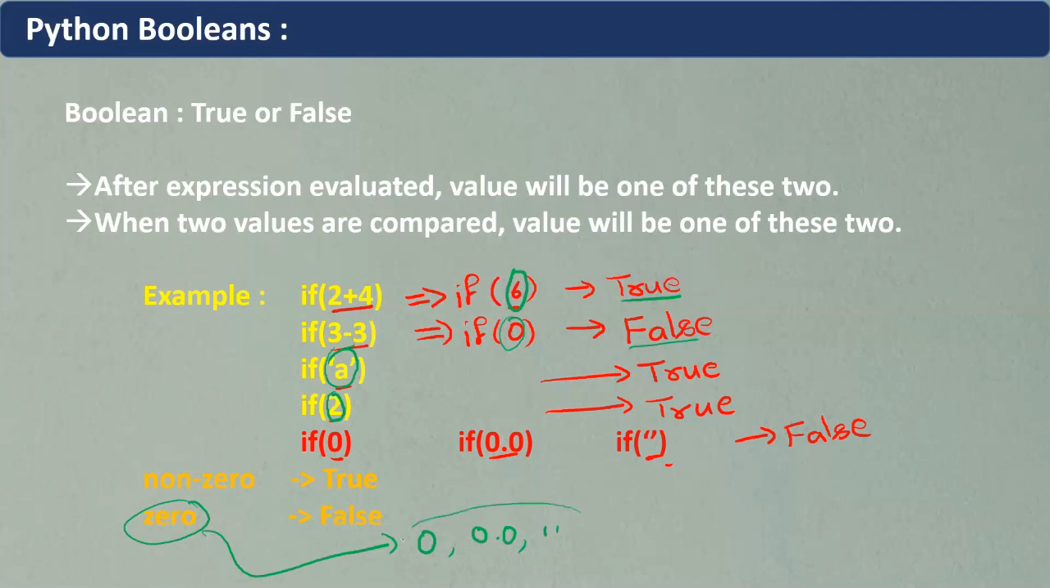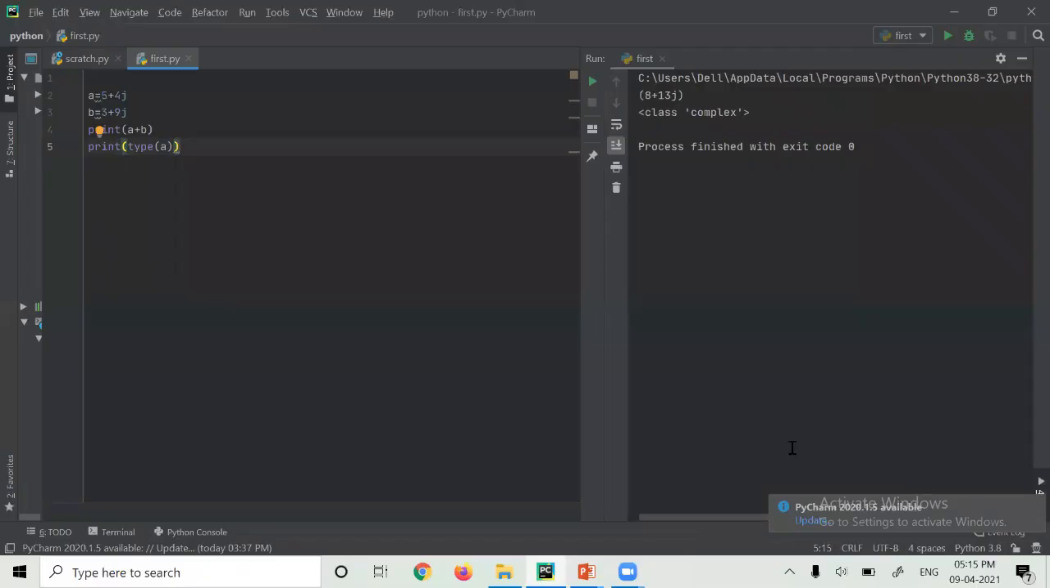Then these values in the condition return false, they evaluate to false. So let us cross check these things with a hands-on session.